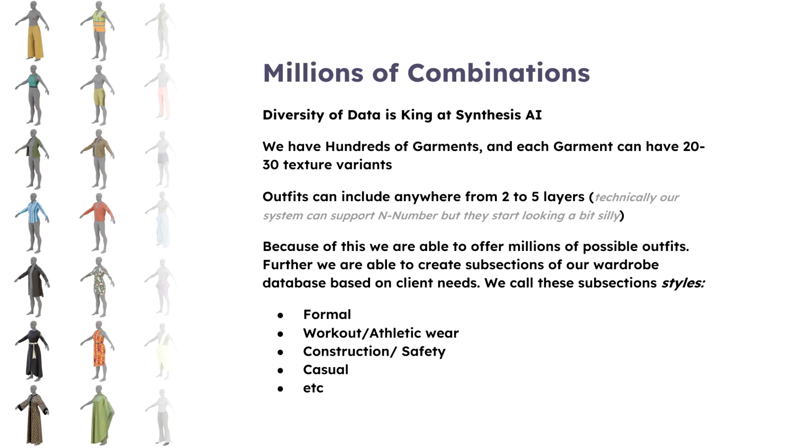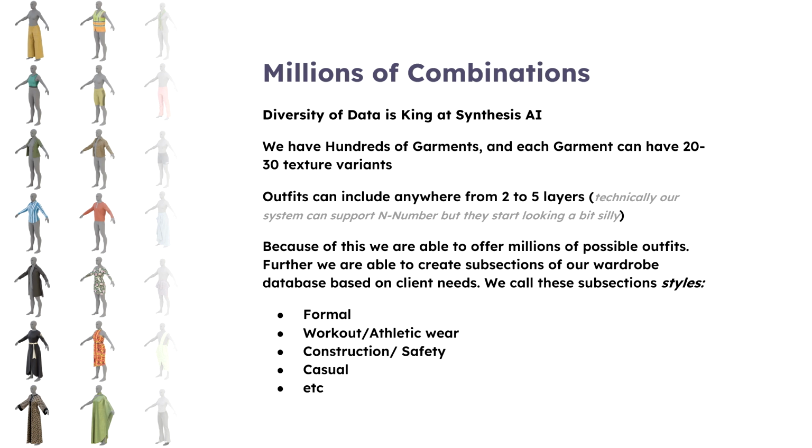At Synthesis, diversity is king, and so we have literally hundreds of garments, and each one of those garments can have 20 to 30 texture variations, and each outfit can support from 2 to 5 layers. Technically we can go up to n number of layers, but they start looking really ridiculous at a certain point, so we cut it off at 5. Because of this, we're able to offer our clients literally millions of possible outfits. And it's because of those millions of possible variations that we decided to create subsections of our wardrobe, and we refer to these as styles.